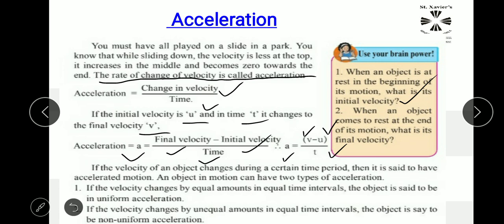When an object comes to rest at the end of the motion, what is its final velocity? When the body comes to rest, the velocity will be 0 only. So here final velocity is 0, students.